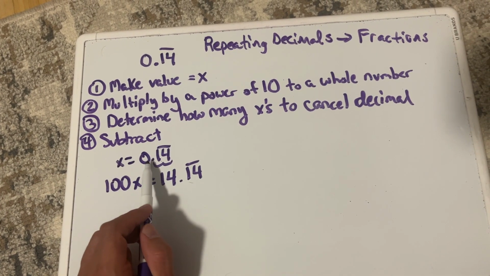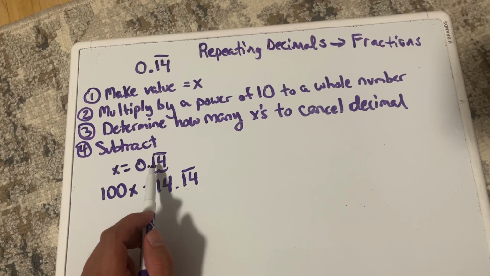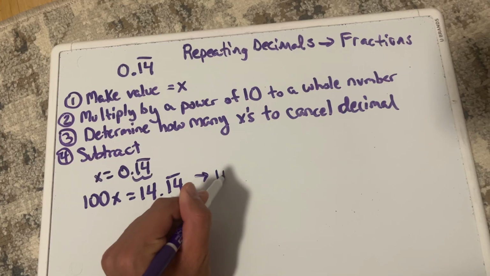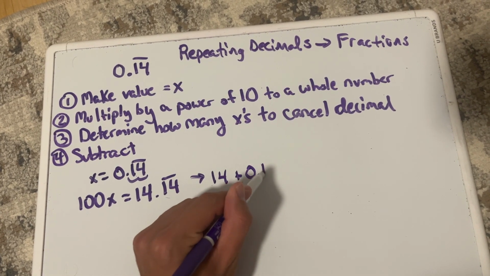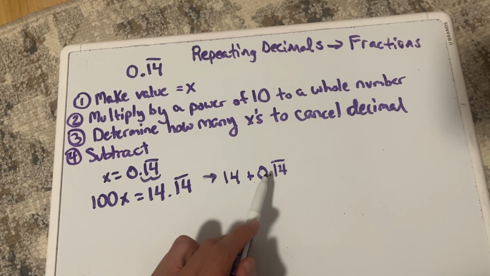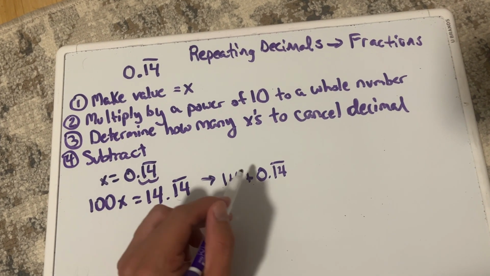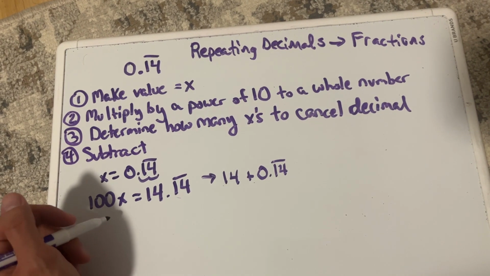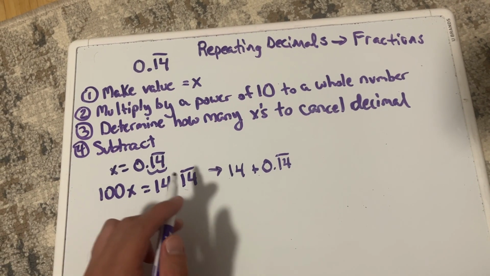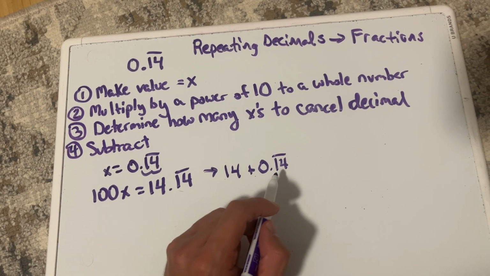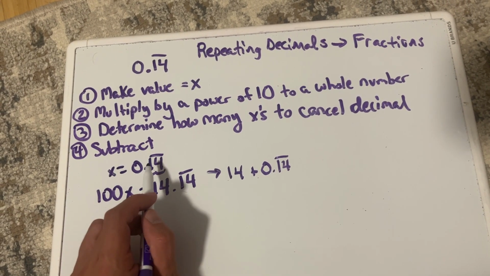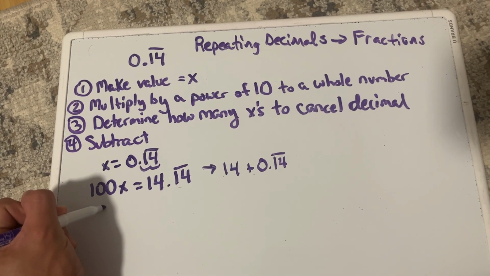So since I know that x is equal to 0.14 repeating, and this is just another way of saying 14 plus 0.14 repeating, this x is just right here. So this is just like saying 14 plus x. So now I'm going to subtract this x from both sides. So I'm going to take away the 0.14 here, and I'm going to from here. And since that is equal to x, I'm going to take away one of the x's.